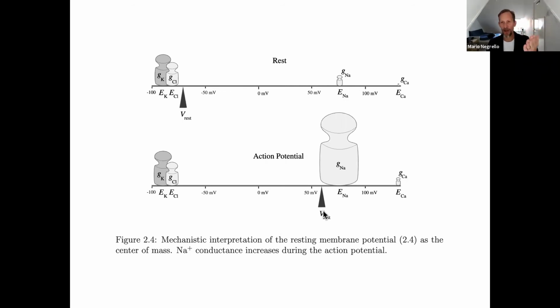This is a fulcrum. So here the metaphor is that you have a lever, and the Vrest is basically a fulcrum, and you apply some weights on this fulcrum to set where the equilibrium would be. So I think it's a very powerful metaphor for the resting membrane potential during the action potential. So here's rest, here's action potential.